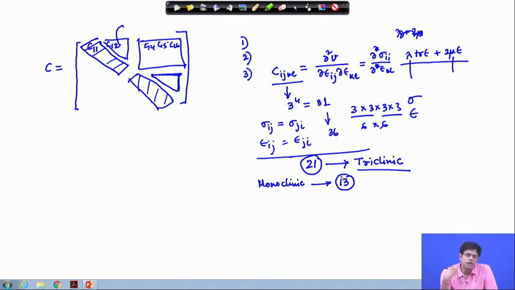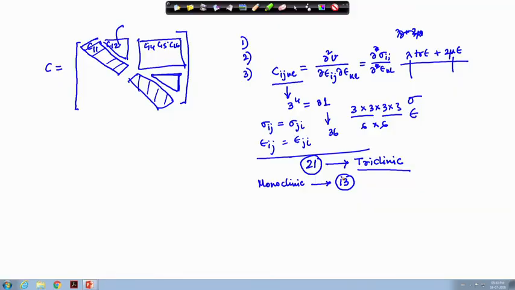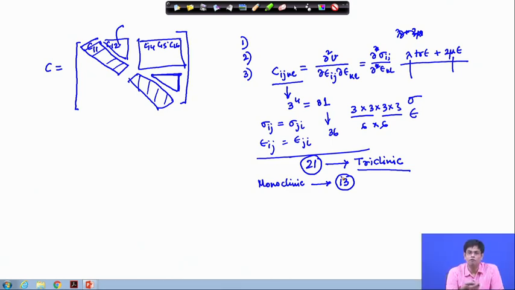Since strain energy is a scalar, it is an invariant. So, we use that argument to derive the 13 independent constants. For a monoclinic material, there is one plane of reflection symmetry, where the determinant of Q is essentially -1 if you write it in terms of rotation.